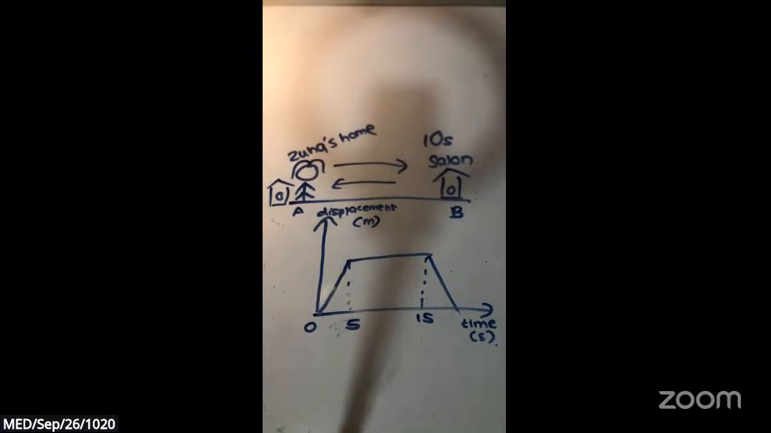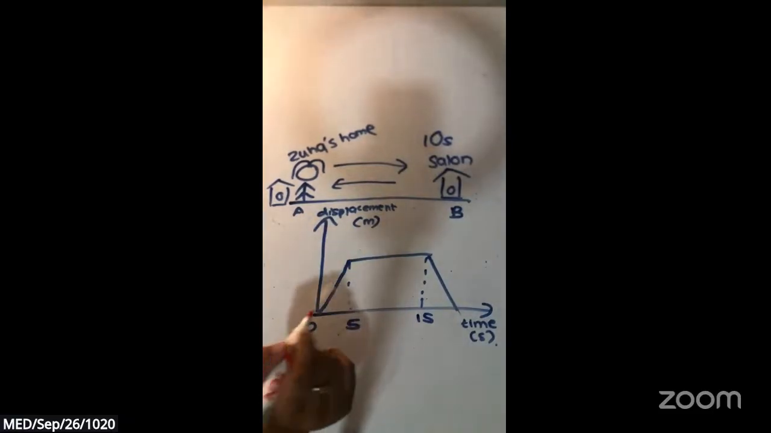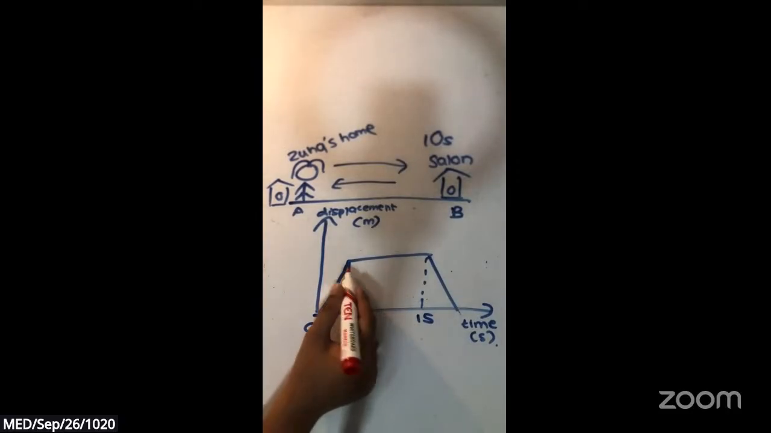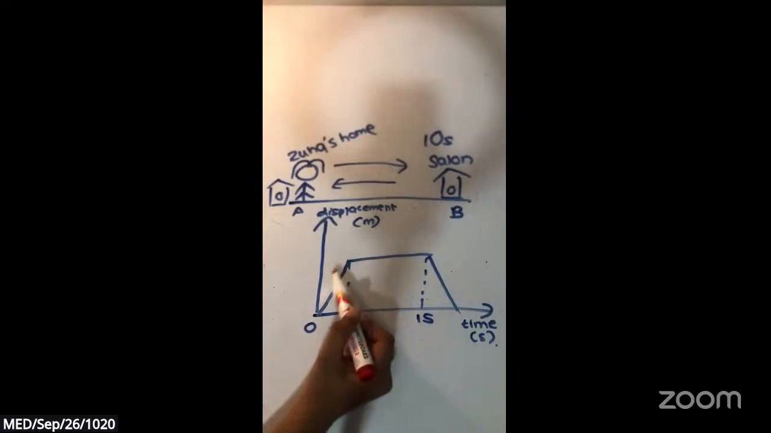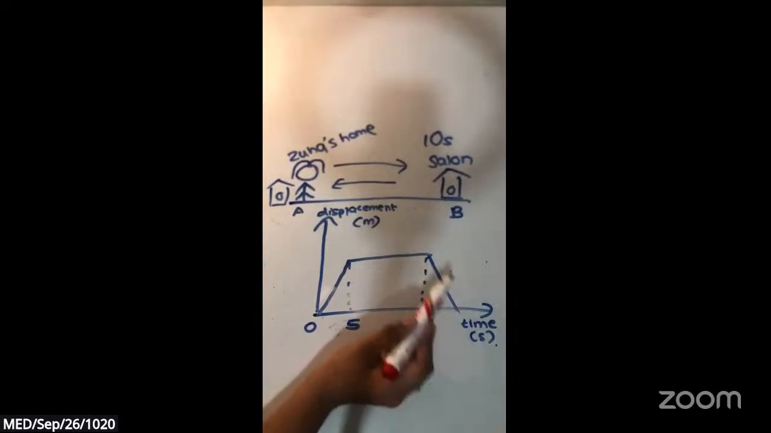So what is happening here is, when it comes to a displacement time graph, first she is going. Now Zuha is going, okay, for 5 seconds. Now she's walking and going, right? And in constant velocity, she's going. And then she's staying in one place, stationary. Now, this line means she's staying in one place. And then she's coming back. That's what this slope means, right?